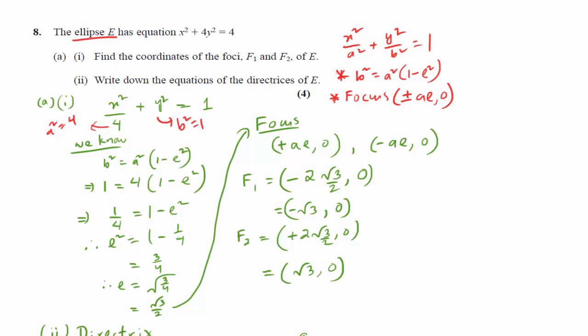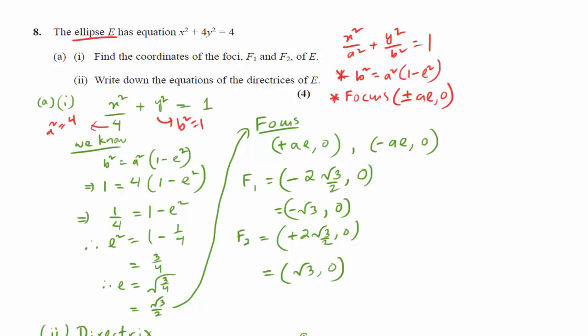Now in order to find the foci, we know the formula: the foci are at plus or minus ae. If a squared is 4, then a has to be 2. Now e is the eccentricity, and we find it using the formula b squared equals a squared times (1 minus e squared). From here we can calculate the value of e squared, and it is 3 by 4.